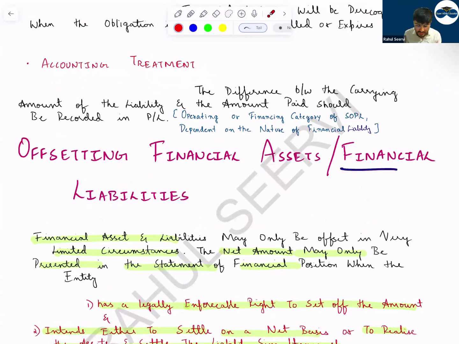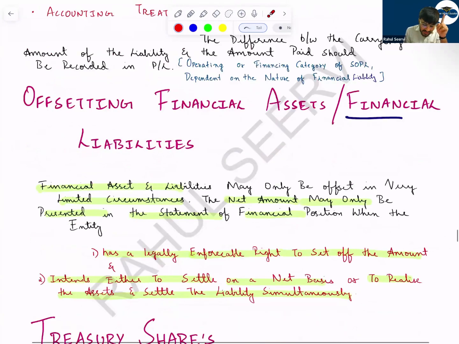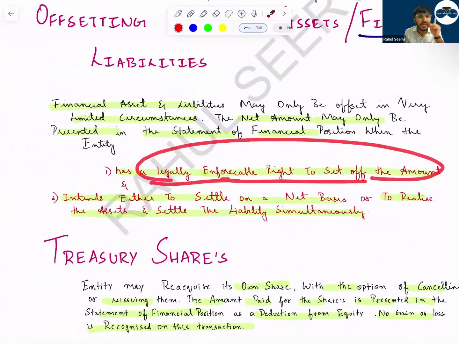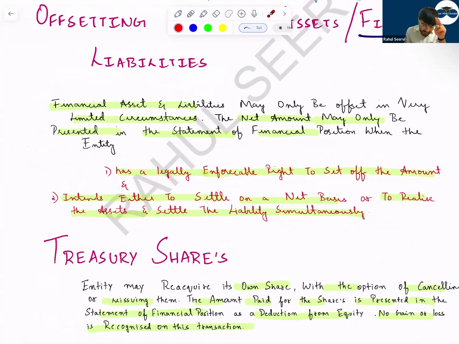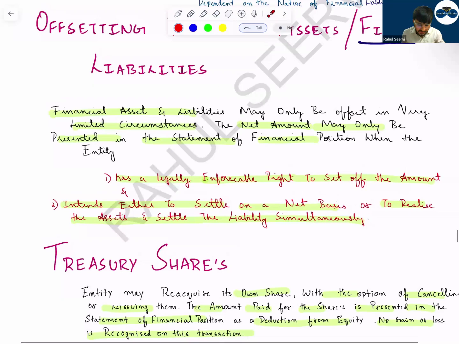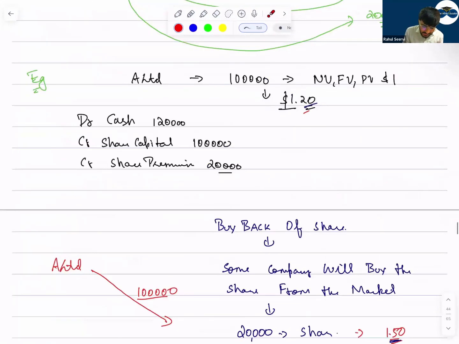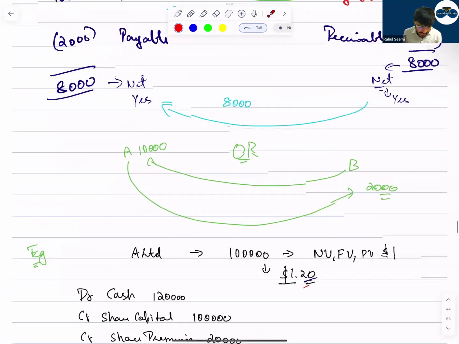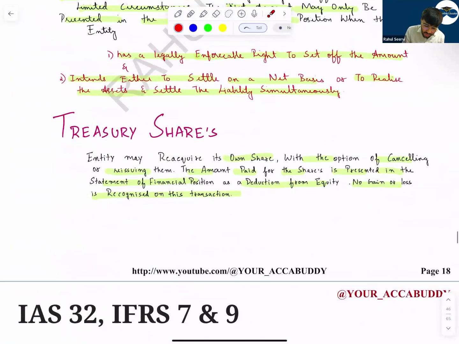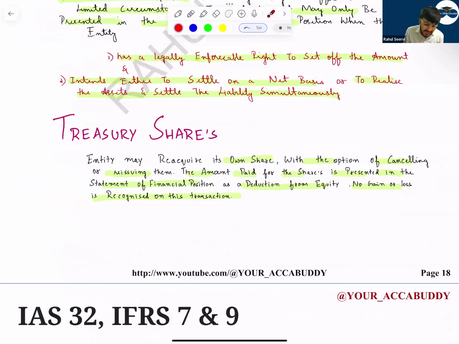Offsetting financial assets and financial liability. Can we offset the receivable and payable from a single party? Yes, sir. When there is a legal enforceable right to set off the amount, and the entity intends either to settle on a net basis, or to realize the asset and settle the liability simultaneously. We had taken an example here, if you remember, the A and B example. These were the examples which we had taken, whether they can settle or not. As you give me, I will give you back. That is also known as your offsetting.